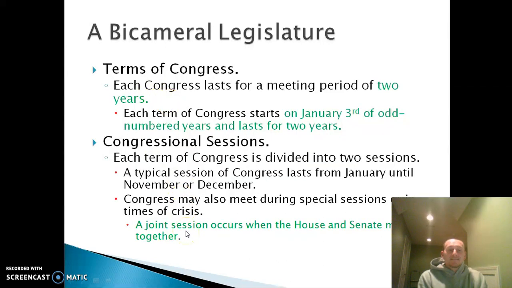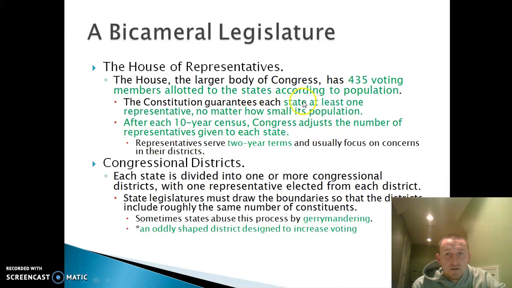Sometimes the Senate meets by themselves, sometimes the House of Representatives. A joint session occurs when the House and Senate meet. They join together, that's why it's called a joint session. So the 435 members are based on the population. Each state gets at least 1 representative.